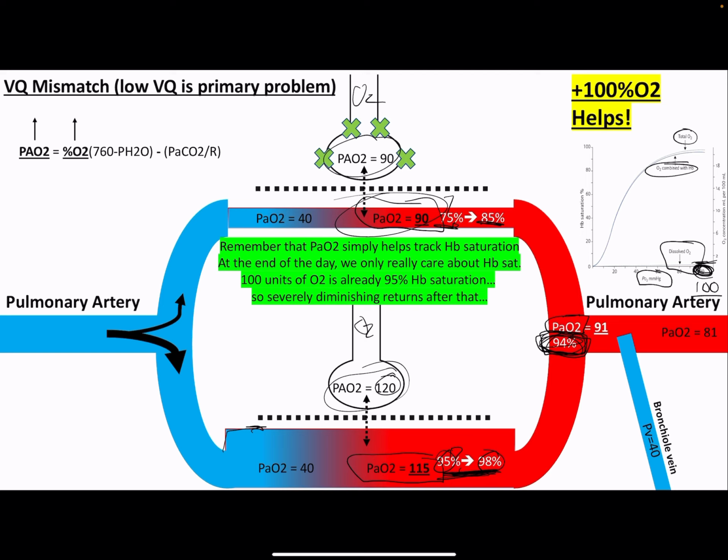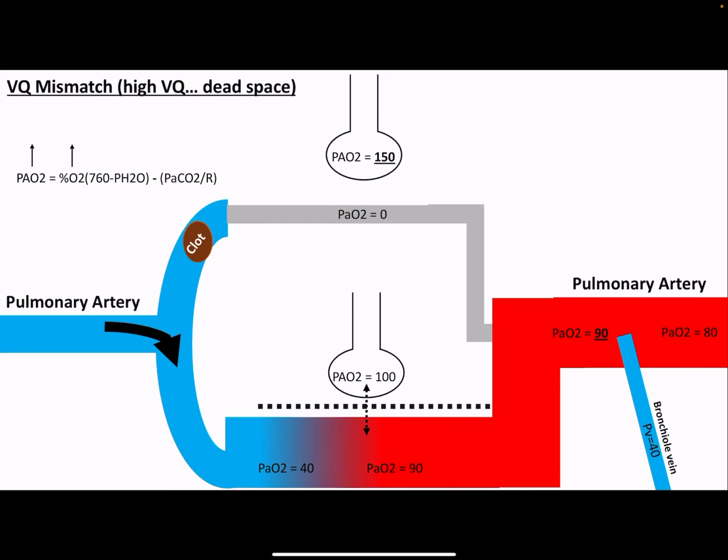So we did not have equal gains in the top alveoli versus the bottom alveoli. Now, that wasn't really important there, but it's going to come up in a hot second with something else that we're going to talk about. So a VQ mismatch with a high VQ, infinite dead space. In other words, we have a pulmonary embolism. Let's see what would happen.